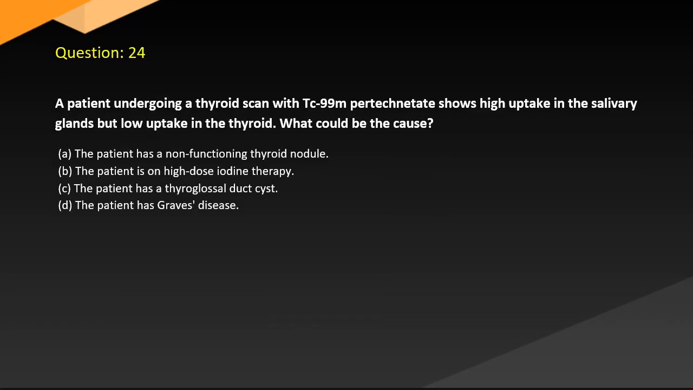Question 24. A patient undergoing a thyroid scan with Tc-99m pertechnetate shows high uptake in the salivary glands, but low uptake in the thyroid. What could be the cause? A. The patient has a non-functioning thyroid nodule. B. The patient is on high-dose iodine therapy. C. The patient has a thyroglossal duct cyst. D. The patient has Graves' disease.